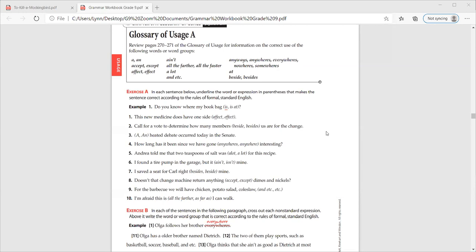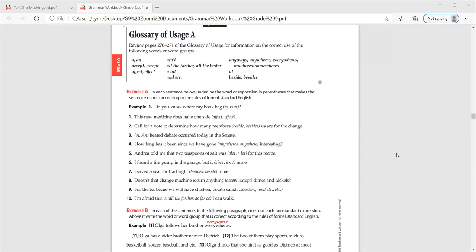All right, we've already done effect anywhere. Fewer and less. Fewer is used with plural words. Less is used with singular words. Fewer tells how many and less tells how much. Examples, fewer students have enrolled this semester. Therefore, there will be less competition.